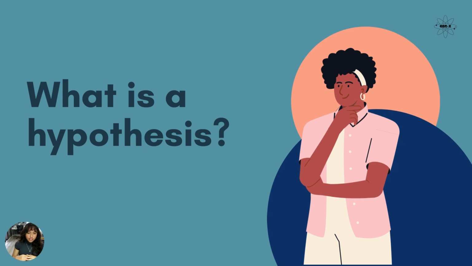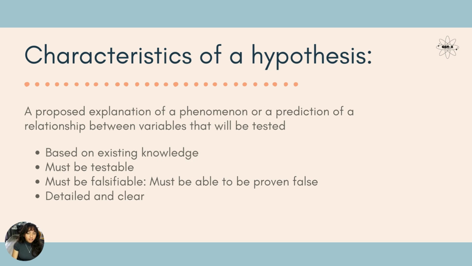First, let's go over what is a hypothesis so that we're all on the same page. Characteristics of a hypothesis: a hypothesis is a proposed explanation of a phenomenon or a prediction of a relationship between variables that will be tested. It should be based on existing knowledge. It also must be testable. It can be proven true, but it also must be falsifiable. It must be able to be proven false. It should also be detailed and clear to make sure you're getting the main idea of your research across.